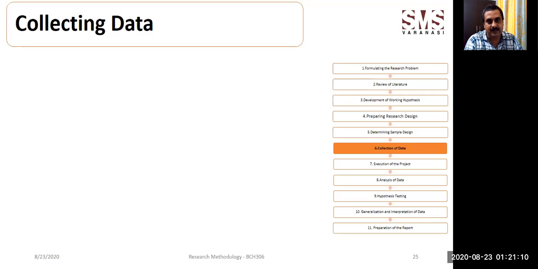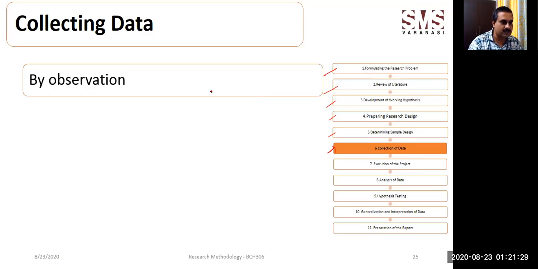As we are covering research process in detail, we have already covered formulating research problem, review of literature, developing of working hypothesis, preparing research design, determining sampling design, and we are going to cover collection of data. There are several ways to collect data and we are going to cover it one by one.